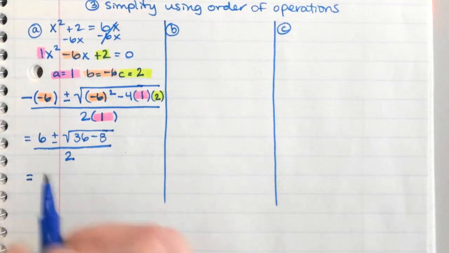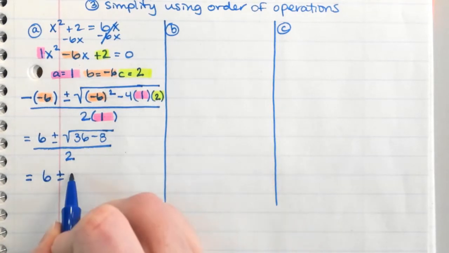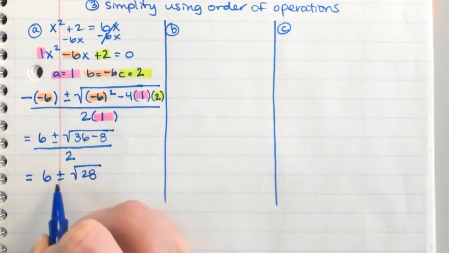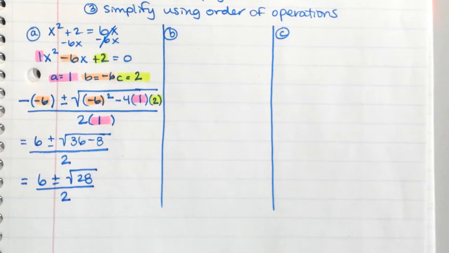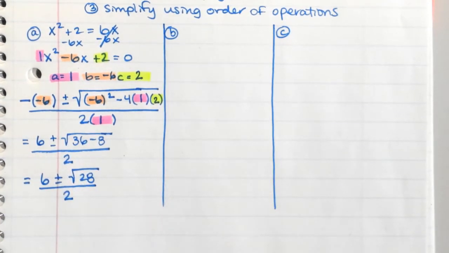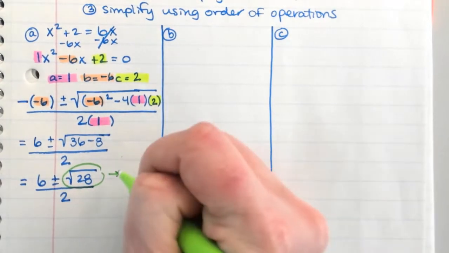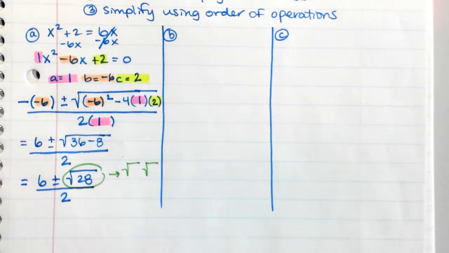All right, so if I keep simplifying, I'm noticing that 36 minus 8 is going to give me 28. Questions for me? All right. If I think back, 28 is not a perfect square. It wasn't on that list of perfect squares that we made, but we can simplify it further. So if I just show that off to the side, could you take a little bit of time and figure out what is the biggest perfect square that fits into 28?